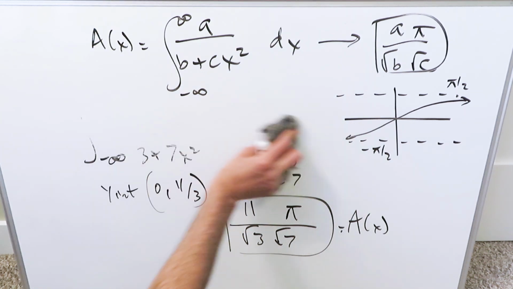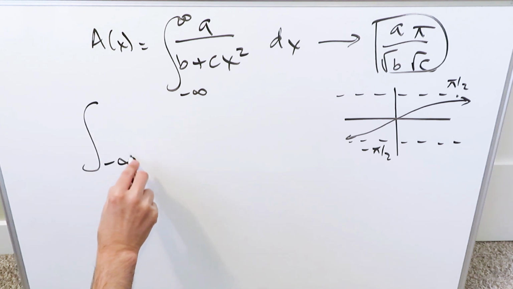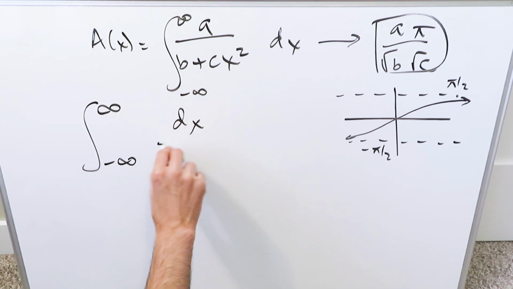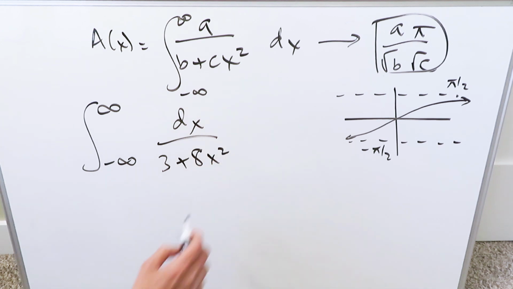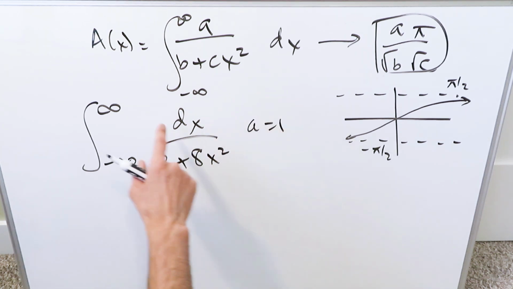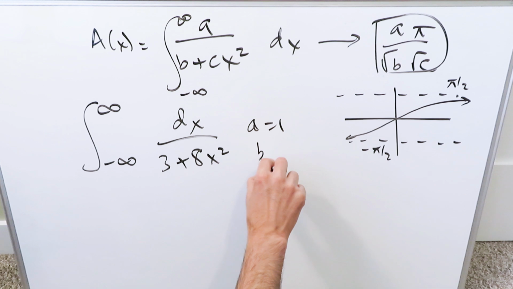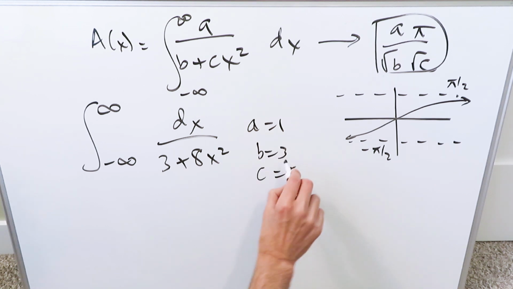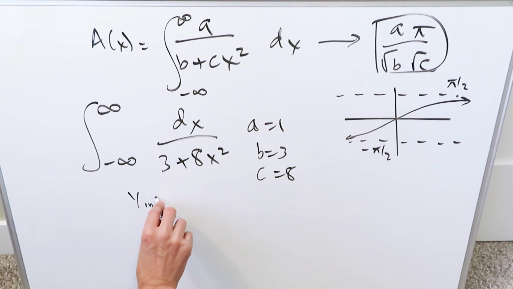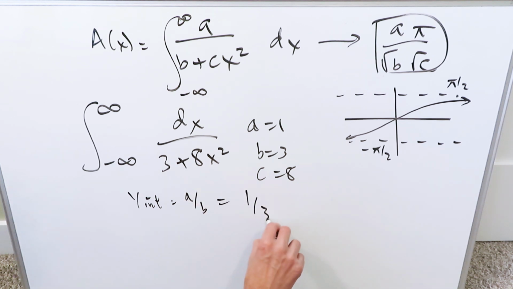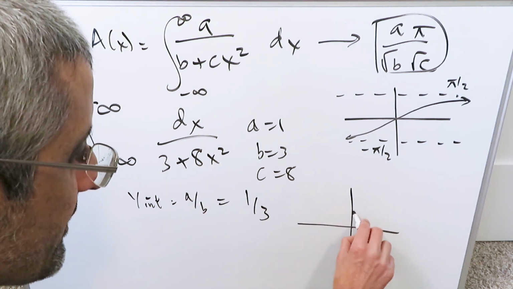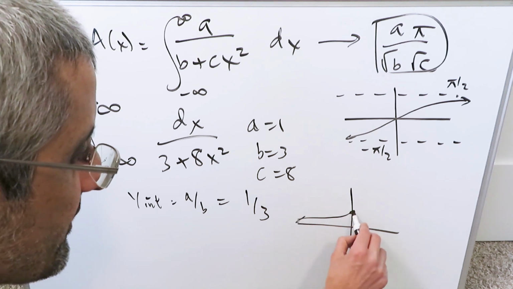Let's look at another example. How about this one? Minus infinity to infinity, I have dx divided by 3 plus, we'll say, 8x squared. I know here a is equal to 1, b is equal to 3, c is equal to 8. If I were to graph it out, you know the y-intercept is the interplay of a and b, a over b. It will be 1 over 3. You graph it out, your y-intercept will be 0, 1 over 3, but it looks exactly the same.